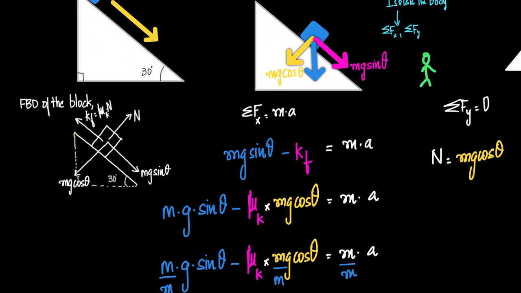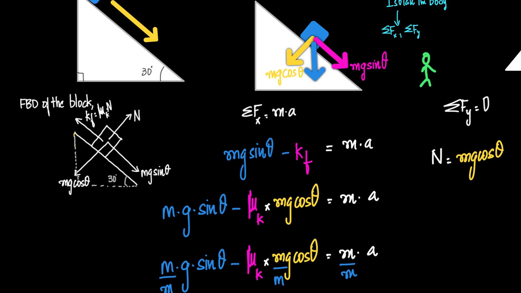Let us see how. If you observe in this block, there is one component, mg sin theta, which is the horizontal component, and the vertical component, mg cos theta. Since this is in contact with the surface, there will be a normal force, a normal reaction, acting perpendicular to it.